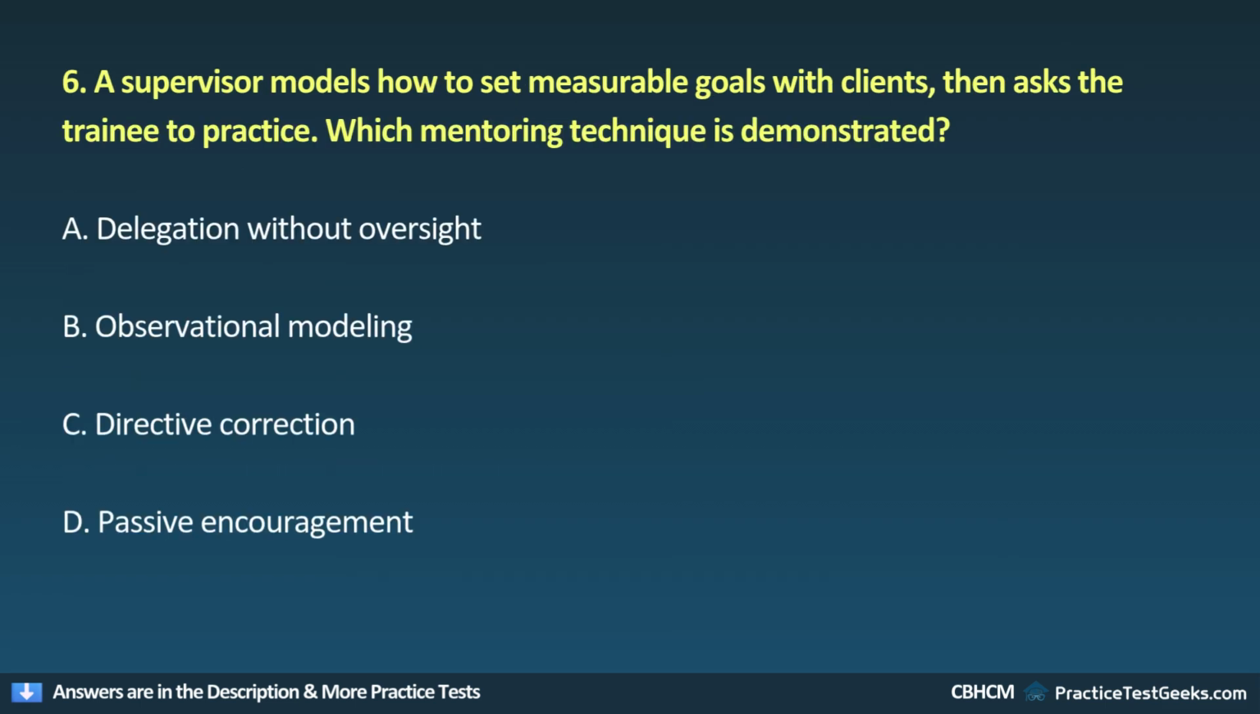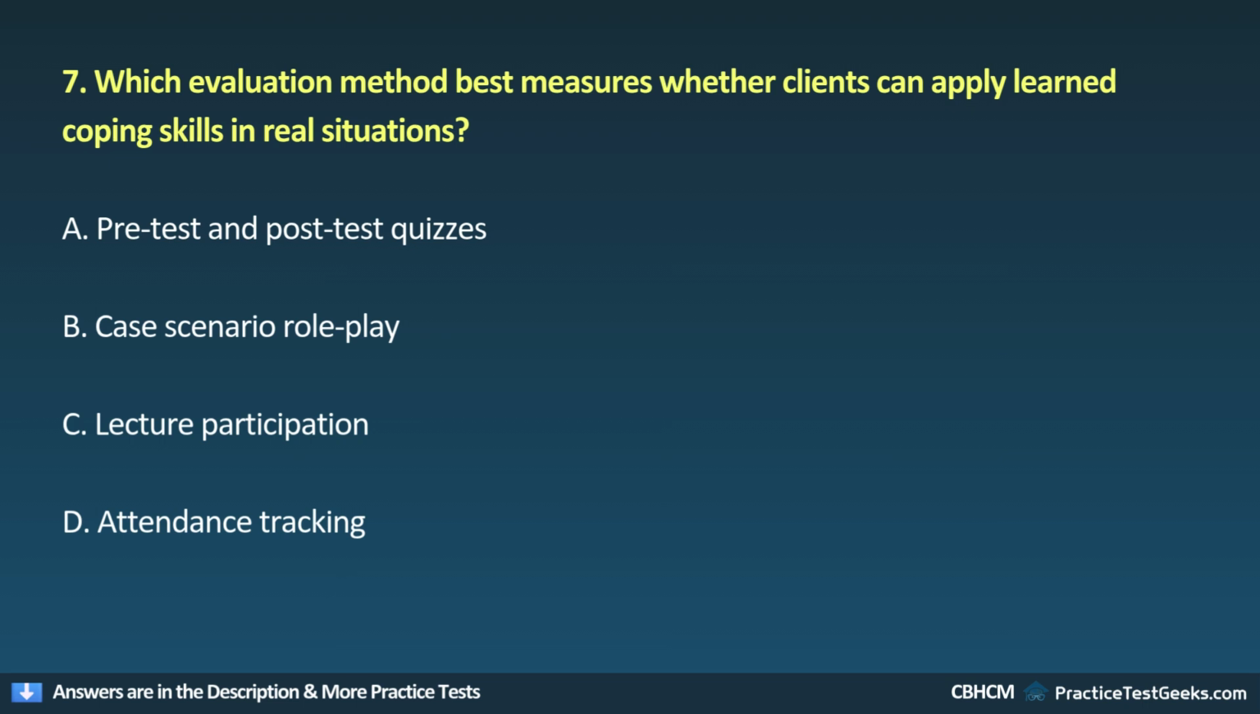6. A supervisor models how to set measurable goals with clients, then asks the trainee to practice. Which mentoring technique is demonstrated? A. Delegation without oversight. B. Observational modeling. C. Directive correction. D. Passive encouragement.